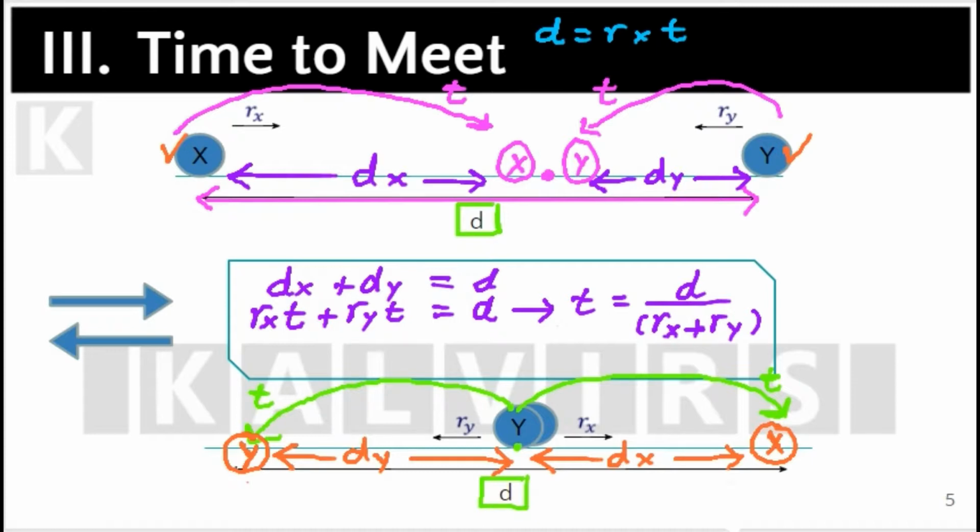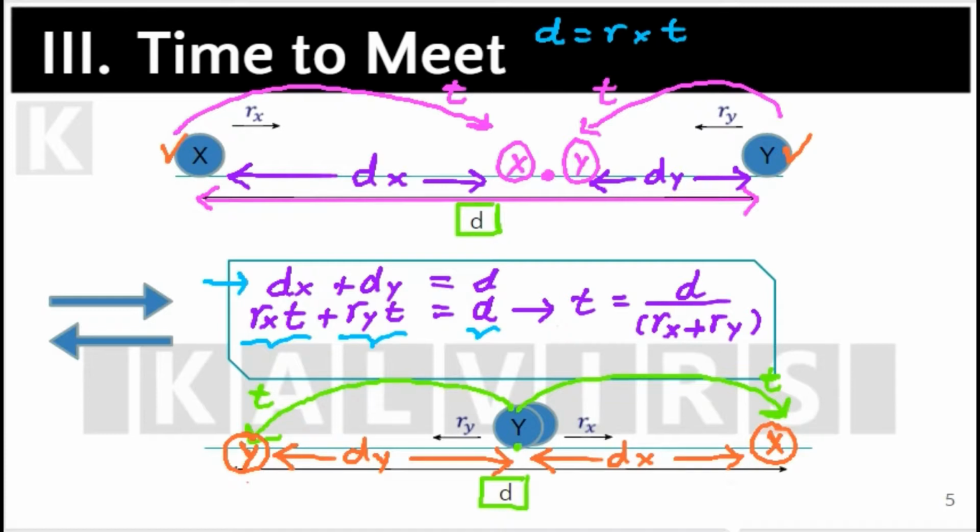And you can apply the same formula. The distance traveled by car X plus the distance traveled by car Y is the total distance. Remember the distance is rate times time. Again, the rate of X times the time plus the rate of Y times the time is the total distance they traveled. Solving for T, the time is the distance divided by the sum of the rates of the cars.